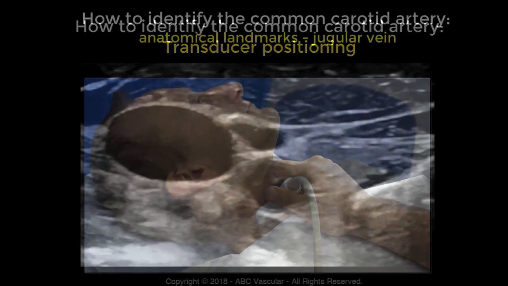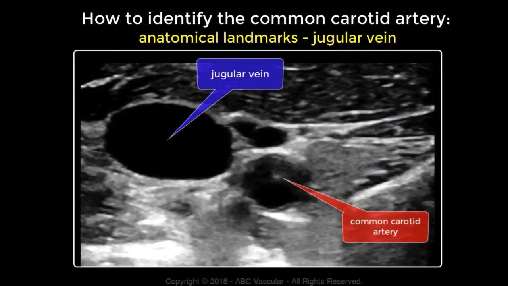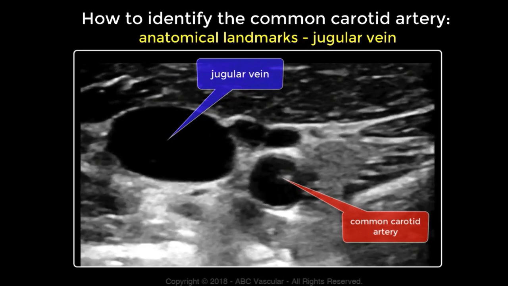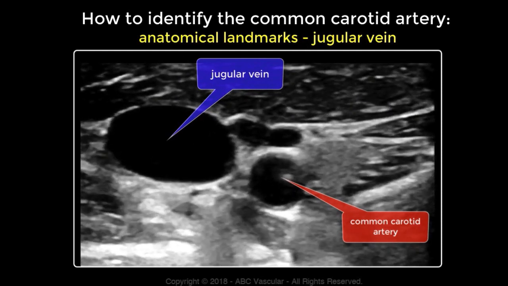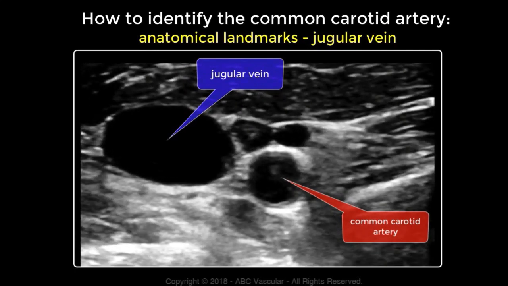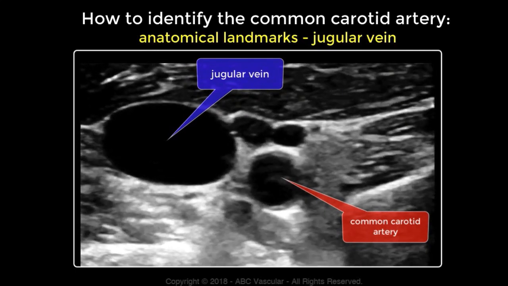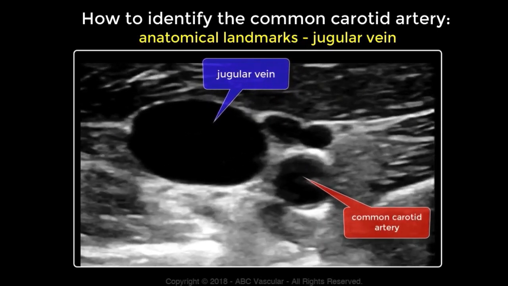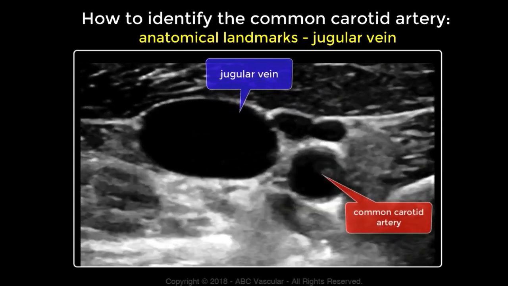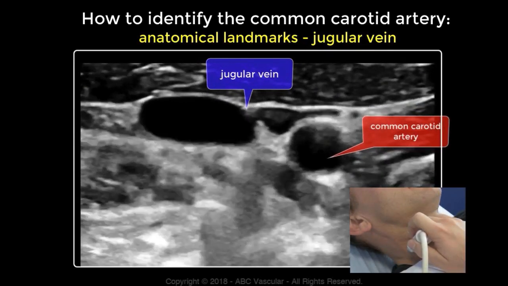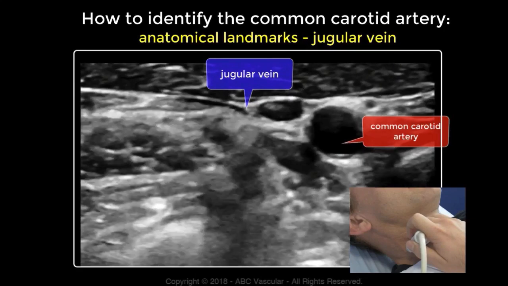The main anatomical landmark used to identify the common carotid artery is the jugular vein. The jugular vein is of larger caliber compared to the common carotid artery. It is located anteriorly and laterally to the common carotid artery, and it is easily compressible when applying gentle pressure over the transducer. As illustrated in this video, the jugular vein walls collapse when pressure is applied over the transducer, while the common carotid artery remains patent.